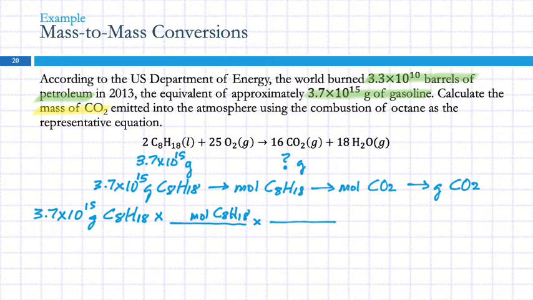And the second one is going to be moles of CO2. And the last one is going to be grams of CO2. Grams octane, moles octane, moles CO2, grams CO2. Grams to moles, grams. Much faster. Any questions about that?